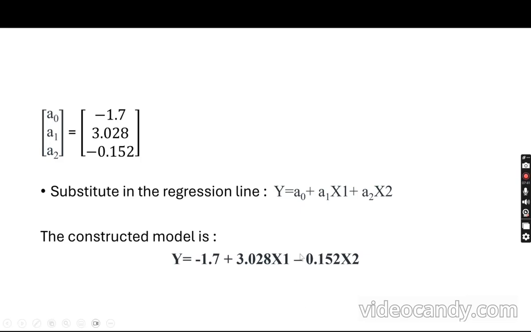With this line, if you give any new values for x1 and x2, you can predict the value of y from the regression line. So this is how you create the regression line equation using multiple linear regression for the given data.